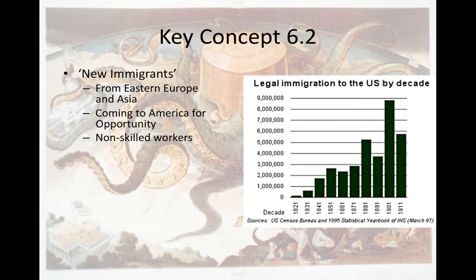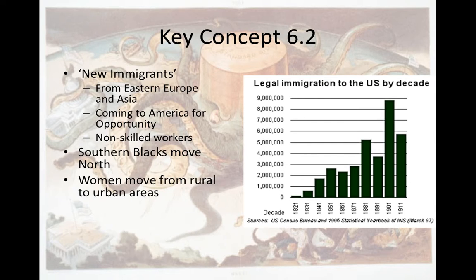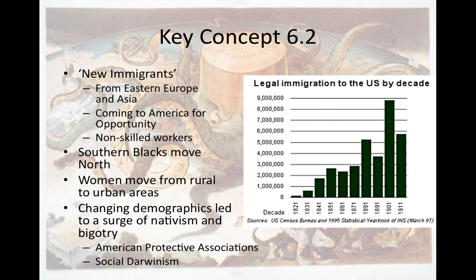So they come to America because they have opportunity and they're willing to work for low wages and do low skill work, kind of like what Jurgis did in The Jungle. In addition to new immigrants, Southern blacks are also on the move. They move north into cities. Bigger numbers to come later. Women also move from rural to urban areas, find jobs in clerical work.